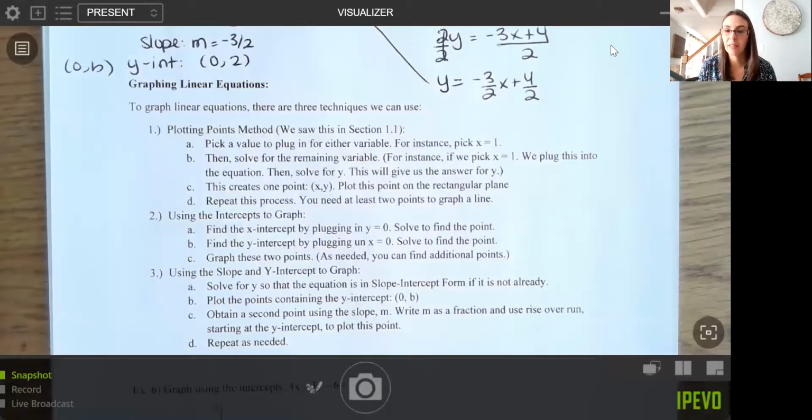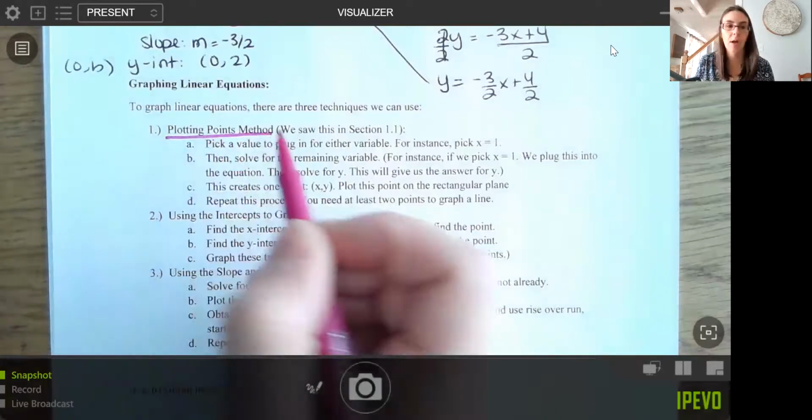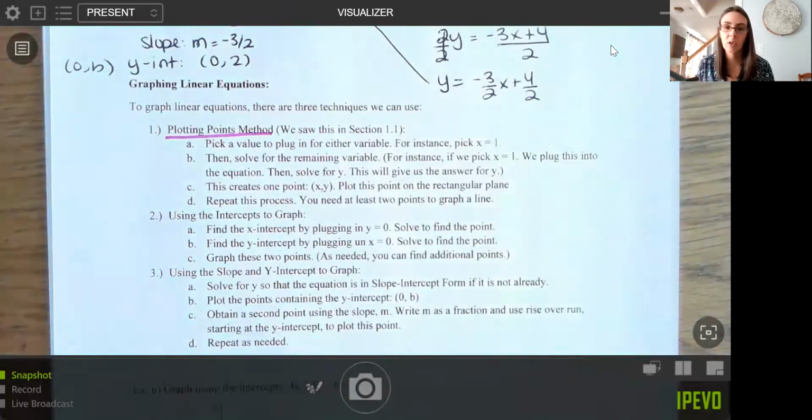Now let's talk about graphing linear equations. There are three main techniques that we can use. The first one we've actually already seen. One thing that you can always do with graphing is go back to the plotting points method, and we did this back in section 1.1.